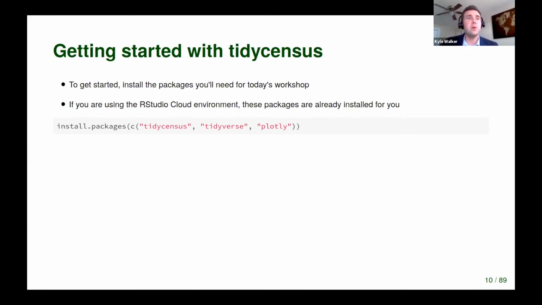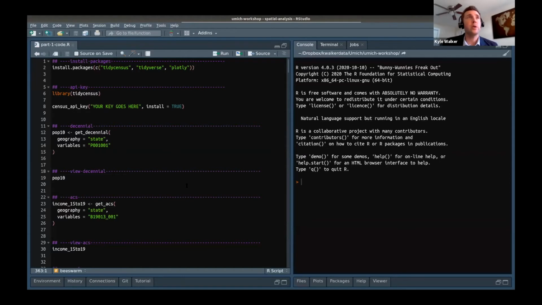Something that you'll see as we follow along here, and I'm going to flip back and forth between our environment and the slides, is that all of this code from the slides is also in this part1-code.R script. And so what you can see here is that I have a line of code to install those packages. I'm not going to run that because I have already installed those packages.